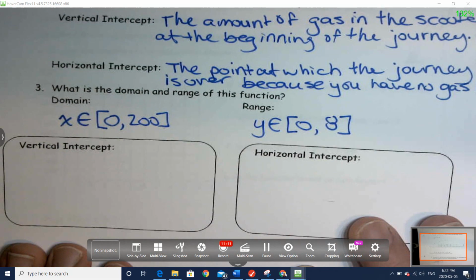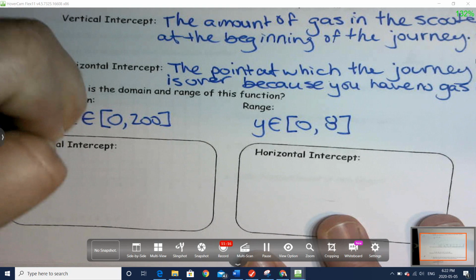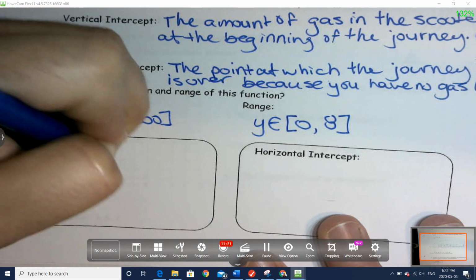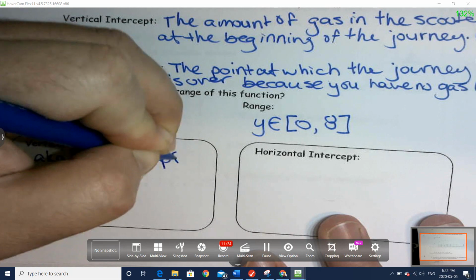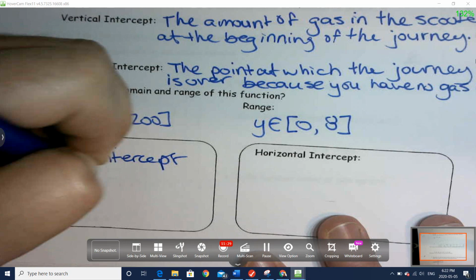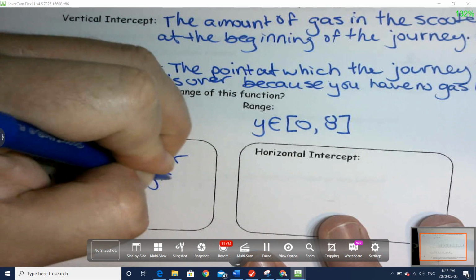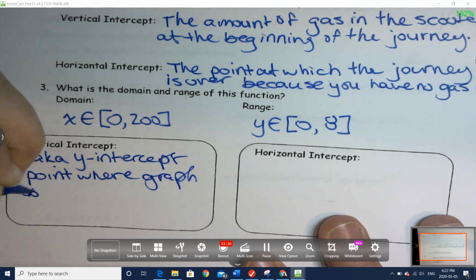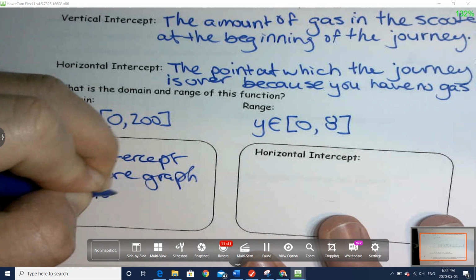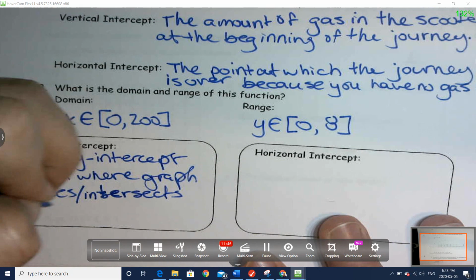So to describe what those intercepts are, the vertical intercept, or the y-intercept, as it's also known, is the point where the graph crosses, it's the point where the graph crosses or intersects the y-axis.